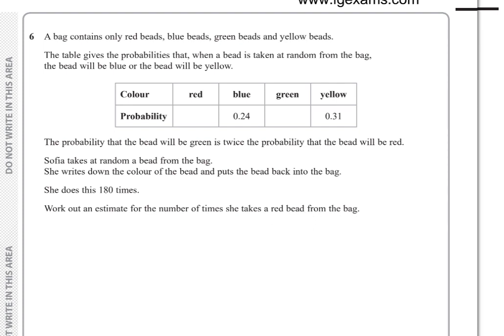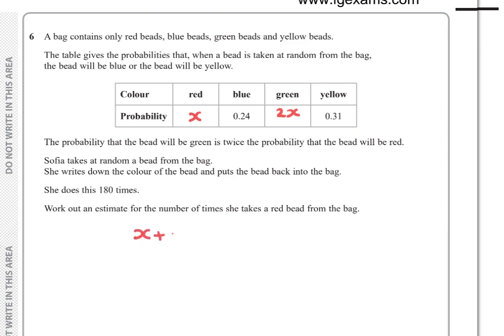So to find the number of times she takes a red bead, we need to find the probability of red, then multiply by 180. To find the probability of red, it's given that the probability of green is twice the probability of red. So for example, if the probability of red is x, the probability of green is 2x. But the sum of all should be 1.